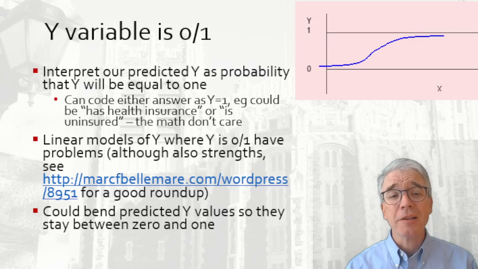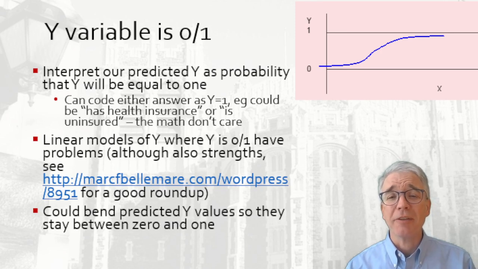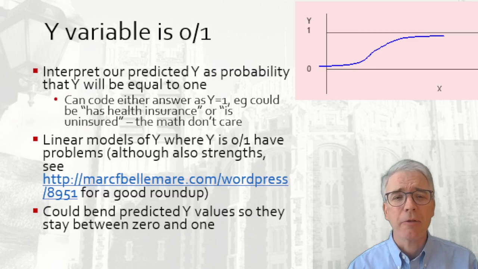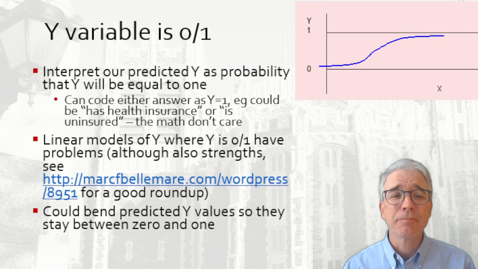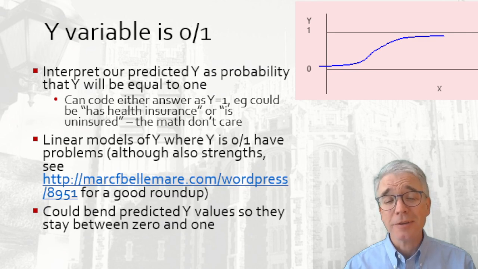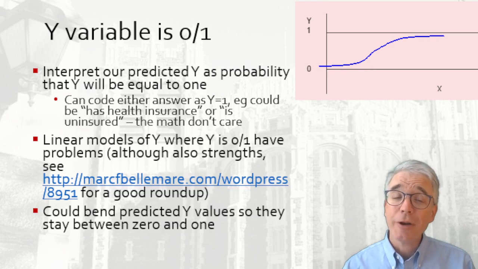Now, one modeling strategy would be to just use OLS. Ignore the fact that it's going to predict values of y that could be greater than 1 or less than 0. That's actually not a crazy idea. Basic linear model has a lot of strengths, and Mark Bellamy gives a good roundup there in that link. There are other options as well. So as is often the case, it's a trade-off.